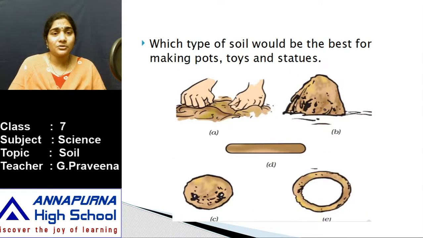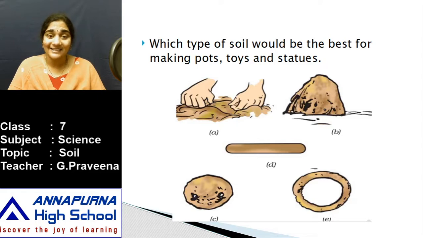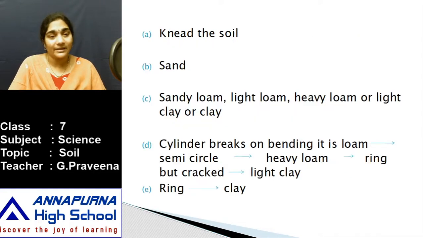Which type of soil would be the best for making pots, toys and statues? For this, you just collect different soils from different regions and try to knead the soil in such a way, make a heap out of it, try to convert that heap into a cylinder, and see whether it can be converted into a ball or a ring.